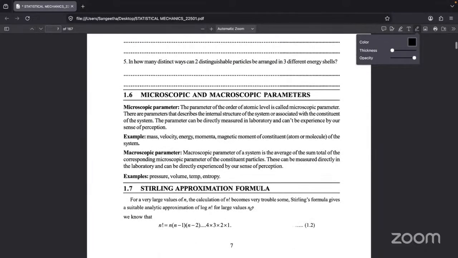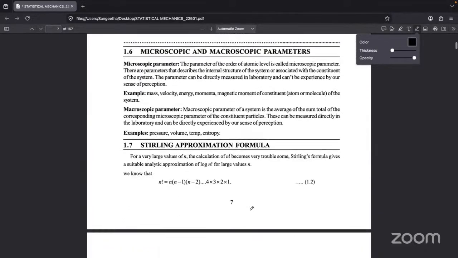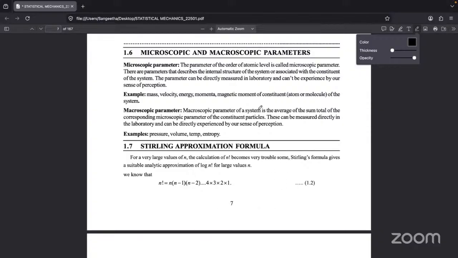After this, we will see what microscopic and macroscopic parameters are. Microscopic parameters are at the atomic level. The parameters are in the order of atomic size. If it is at the atomic level, we call it microscopic parameters. These microscopic parameters cannot be measured directly. The measurements are done in the laboratory.